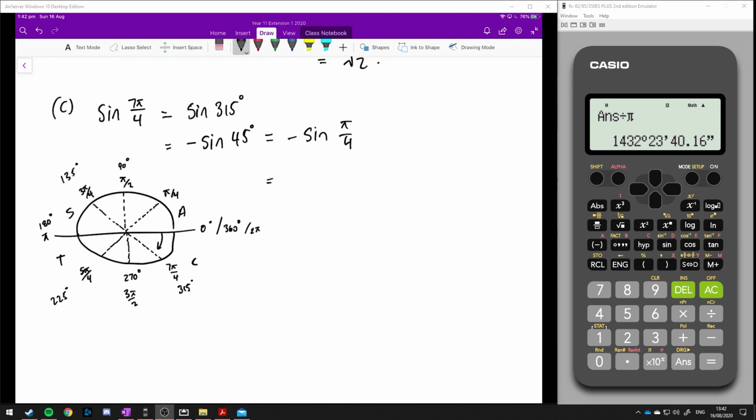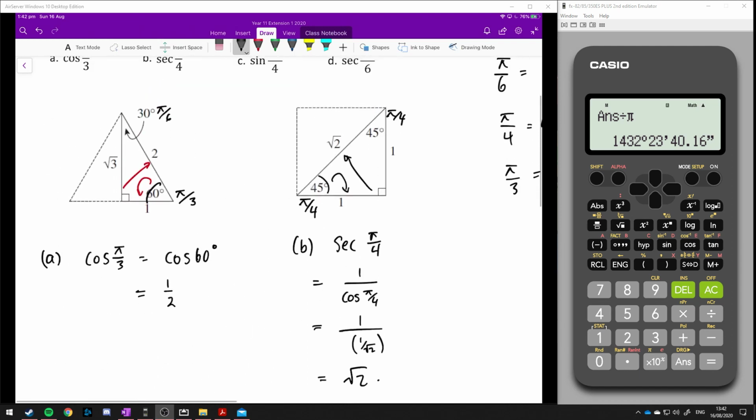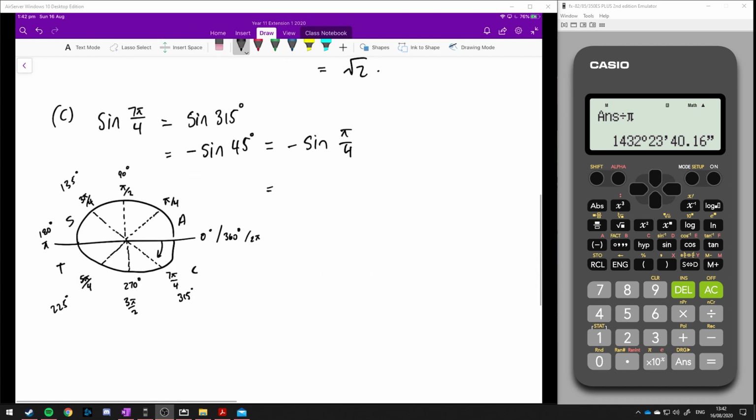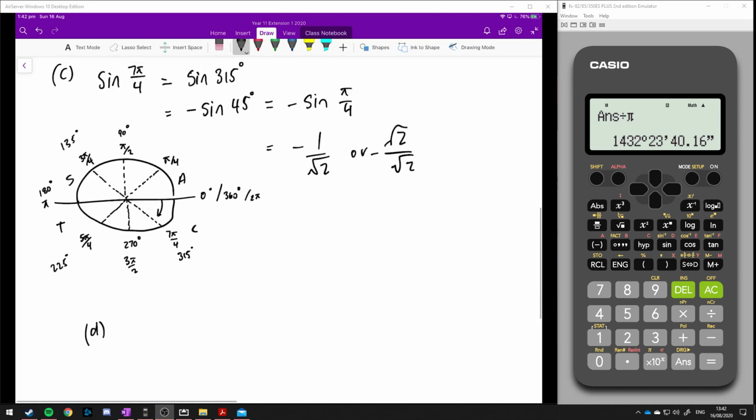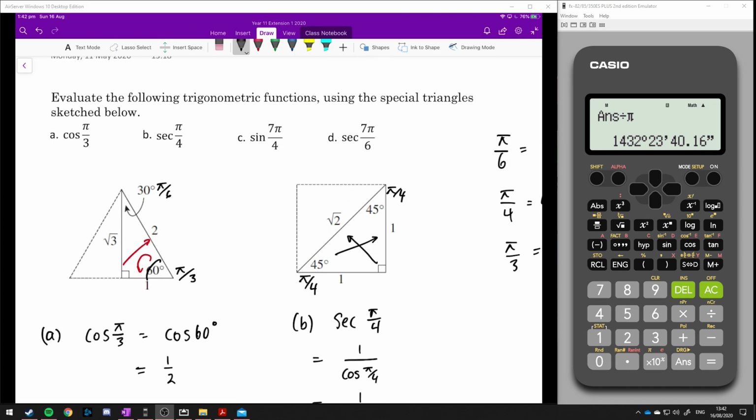So sine of 7 pi on 4 is the same as minus sine of pi on 4, which is the same as minus sine of 45 degrees. Now, sine of 45 degrees, if we go back to our exact triangles, sine is our opposite over our hypotenuse, so 1 on root 2. So it's the same as minus 1 on root 2, or if we simplify it, minus 2 on root 2. And that's pretty much it. Nothing too tricky there. It's just going back to your exact values and trying to remember what your exact values are.